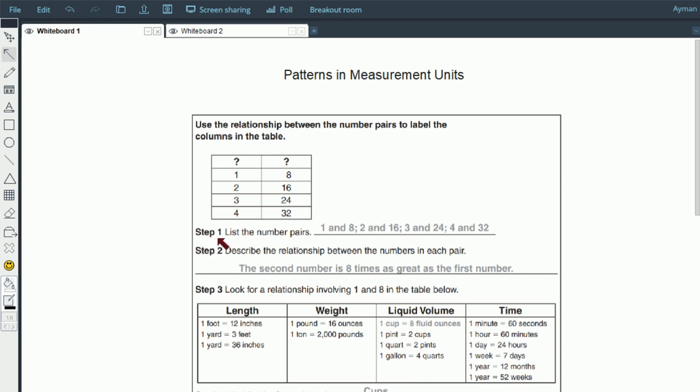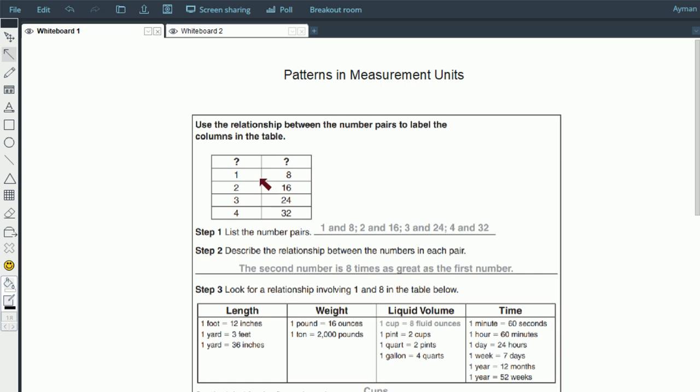Then we all notice that the first step should be what? To list the number pairs. First of all, you should list the number pairs, which is 1 with 8, and 2 and 16, then 3 and 24, then 4 and 32. You will notice that 1 equals 8, but 8 plus 8 will be 16, 2 times. Then 8 plus 8 plus 8 will be 24, which is 3 times 8 equals 24.